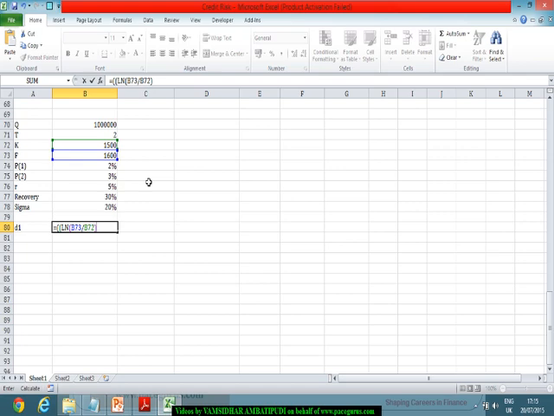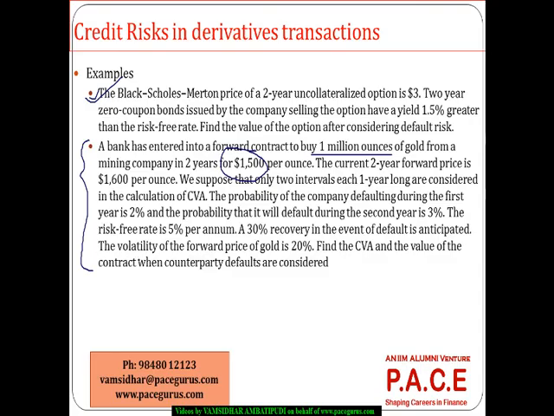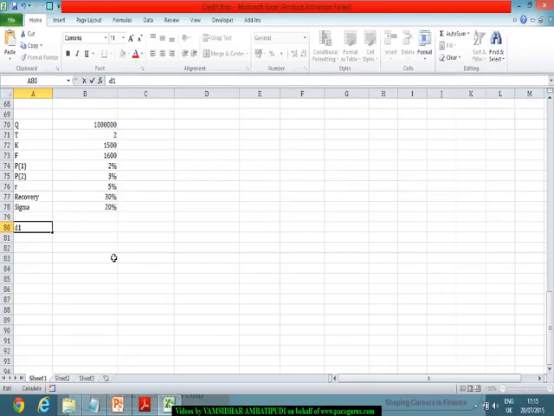So I don't require R in this case. So plus sigma squared by 2. So here I want to find out with respect to the time period 1, first of all. Here we are talking about 1 year along with 2 years. So we'll try to find out for the year 1. So this is where I'm computing D1 first of all, for a period 1.